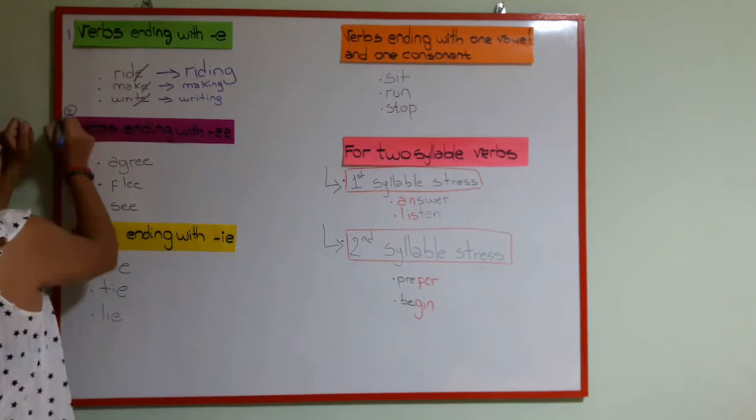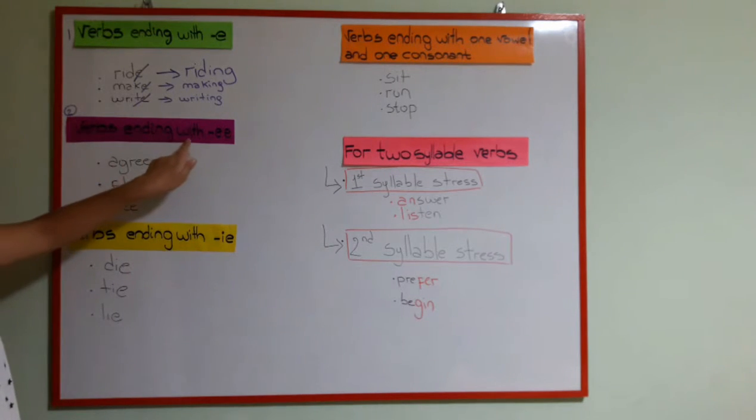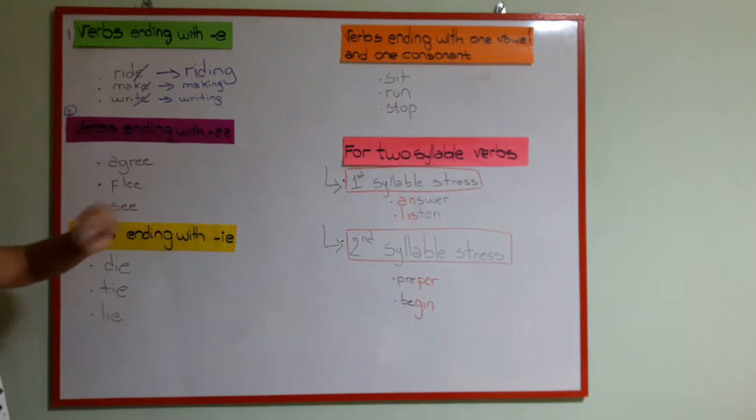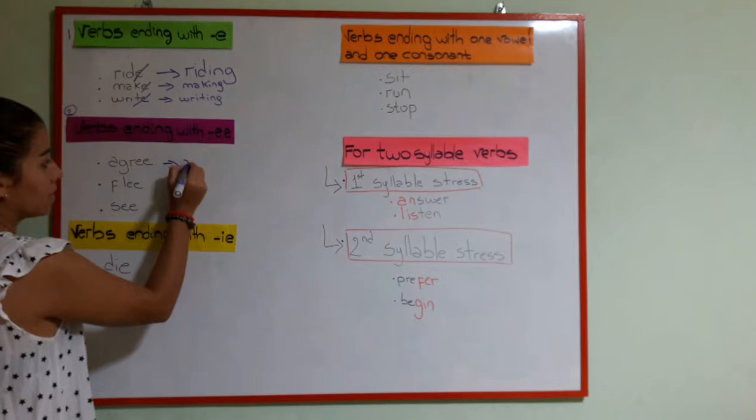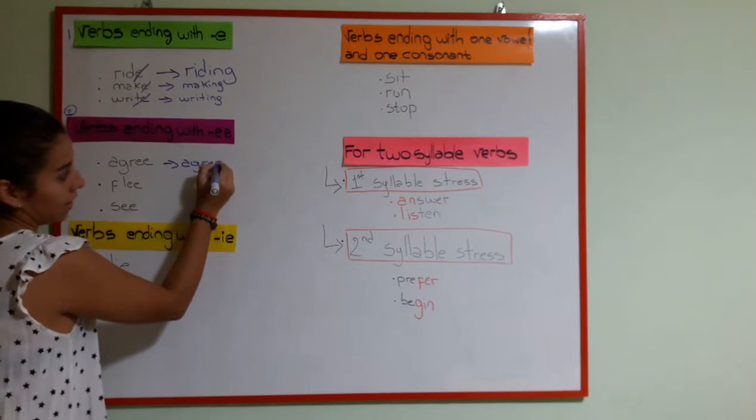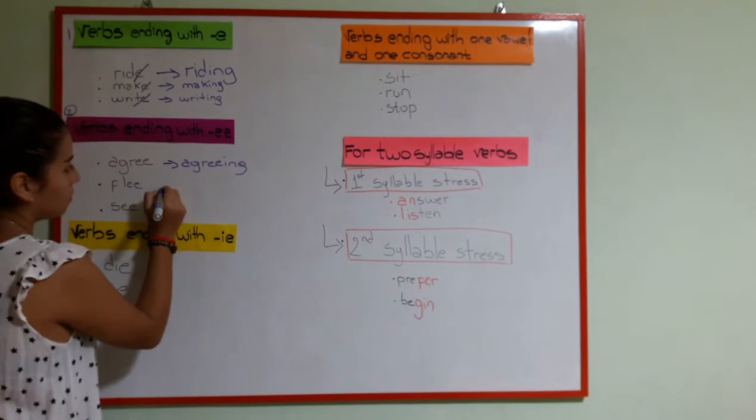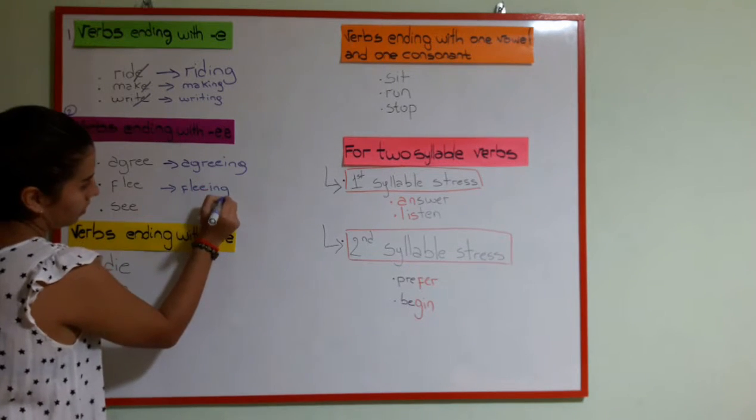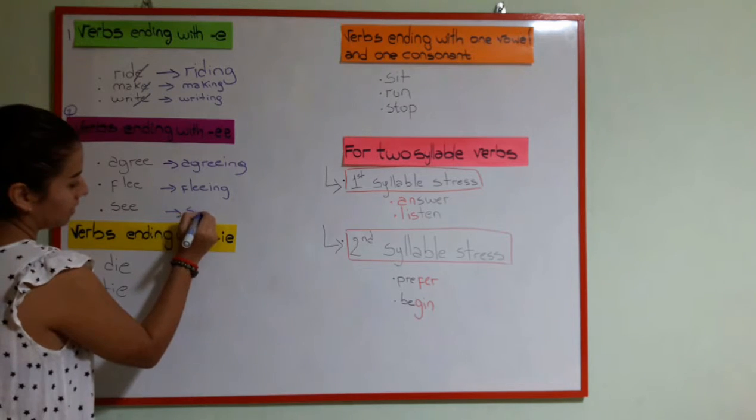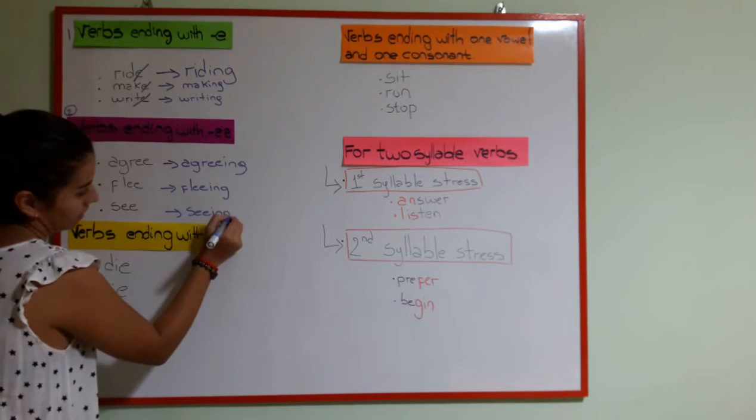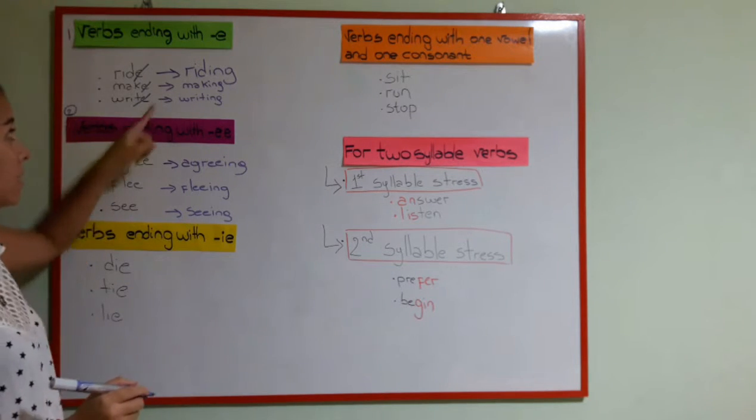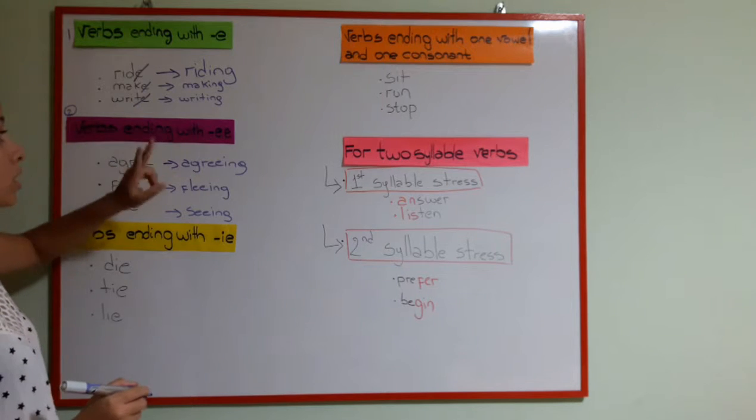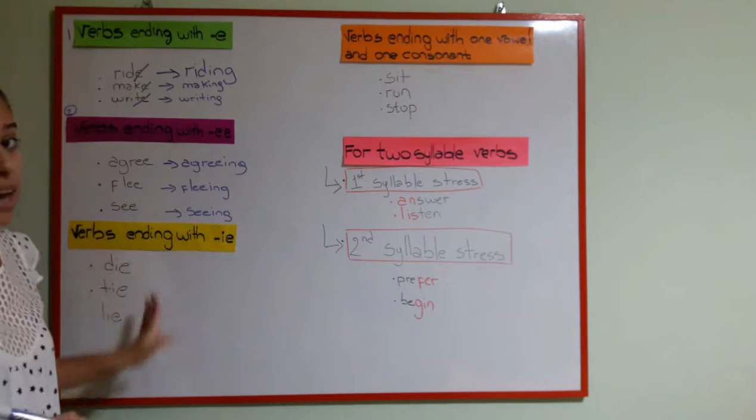The second one is verbs ending with EE. Yes? For verbs ending with EE, we just add ing at the end. Agree, agreeing. Please. Clean, see, seeing. Yeah? So, with one E, drop the E and add ing. With two E's, we just add ing.